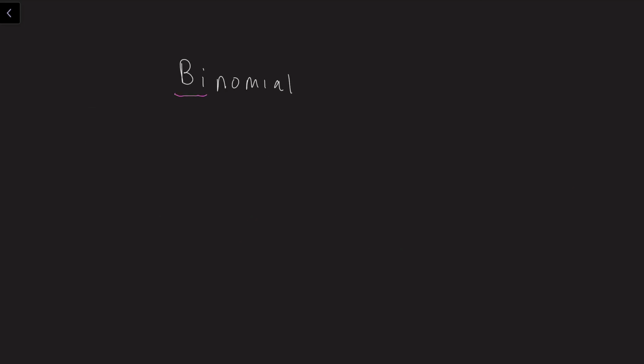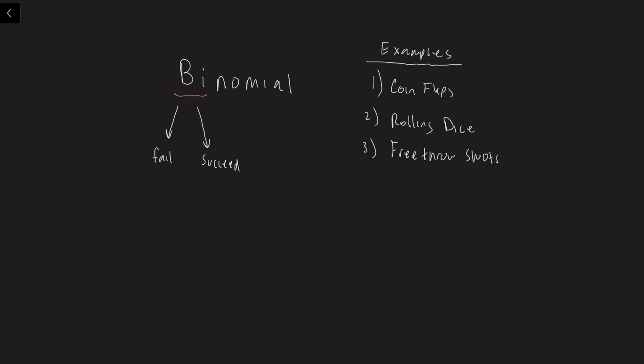When we read the word binomial, we see bi, which usually means two. In this case, these two represent the outcomes, where you can either fail or you can succeed. You also know you want to use binomial when you have independent repeated trials where the probability doesn't change. For example, we have coin flips, rolling dice, free throw shots. These probabilities don't change over the amount of trials we do. A binomial random variable counts how many successes you get.